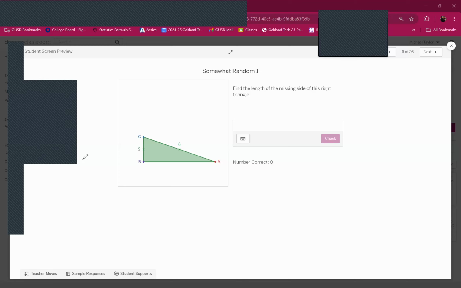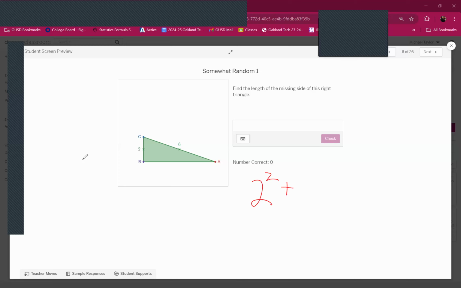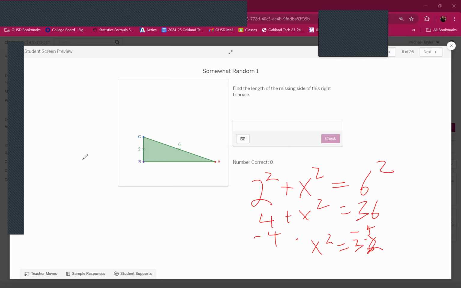All right, so 2 squared plus x squared equals 6 squared. So 4 plus x squared equals 36. I'm going to subtract 4 from both sides. I've got x squared equals 32, mistake. And I'm going to take the square root. And so whatever the square root of 32 is, that's what I'm going to put in there.